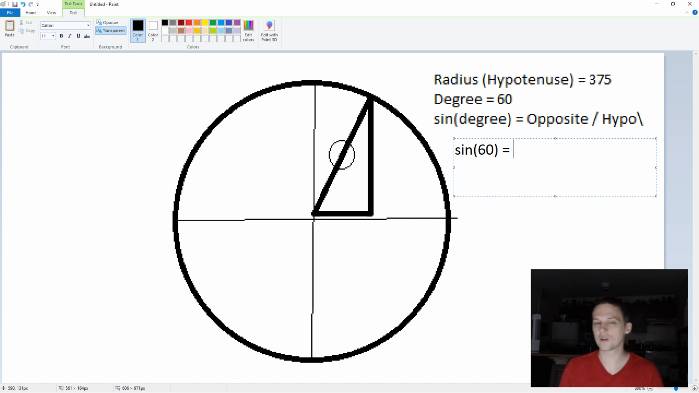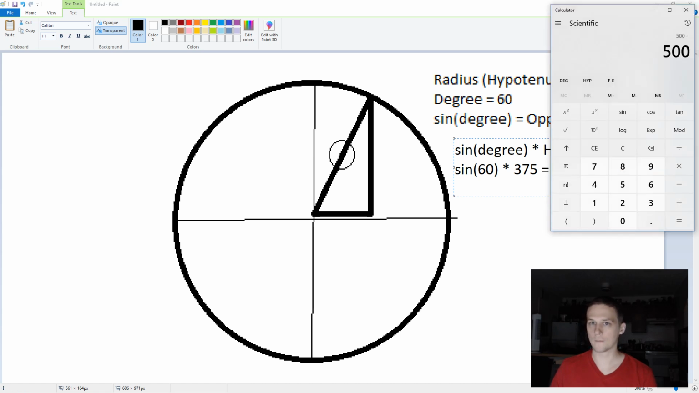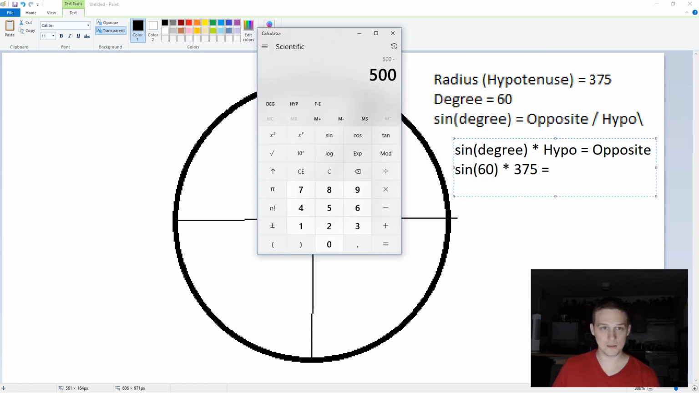So sine 60 degrees equals, we're going to do times the hypotenuse equals the opposite. So what we have is sine 60 times 375 equals something. What is that thing?